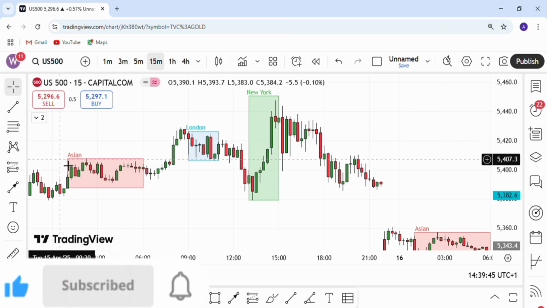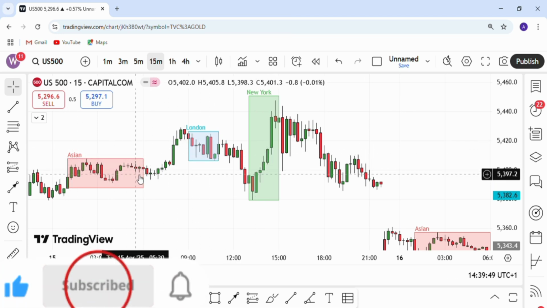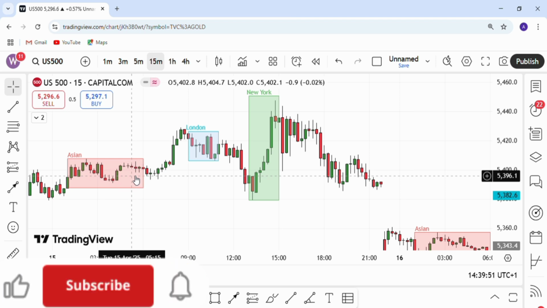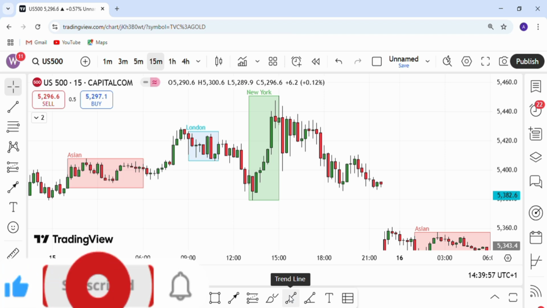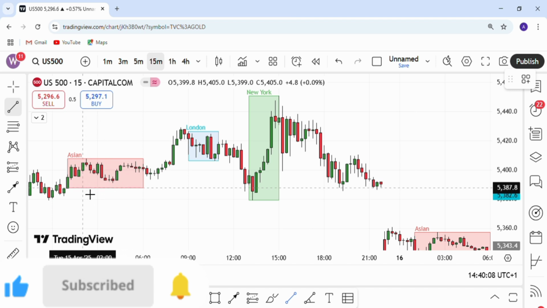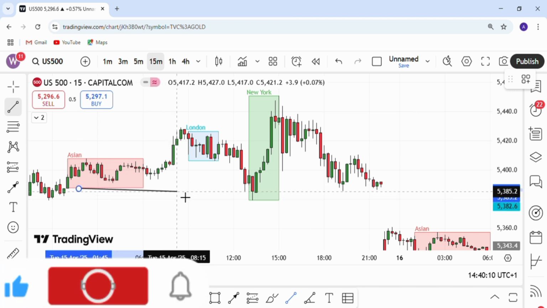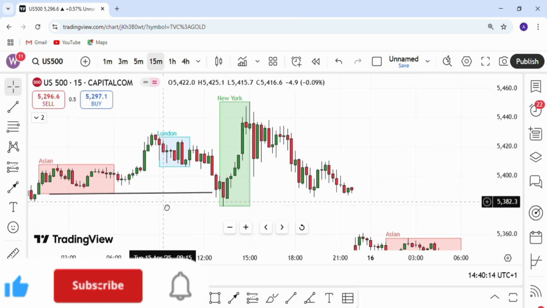So you get your liquidity. We trade the London and New York sessions, but the Asia session we don't trade because it's midnight. Probably we use this Asia session as our pocket of liquidity. So we mark our liquidity, which is below the Asia session, because we're looking for the sell side liquidity to be taken. Then we look for our entry model. You mark it out like this and wait for the sweep to occur.